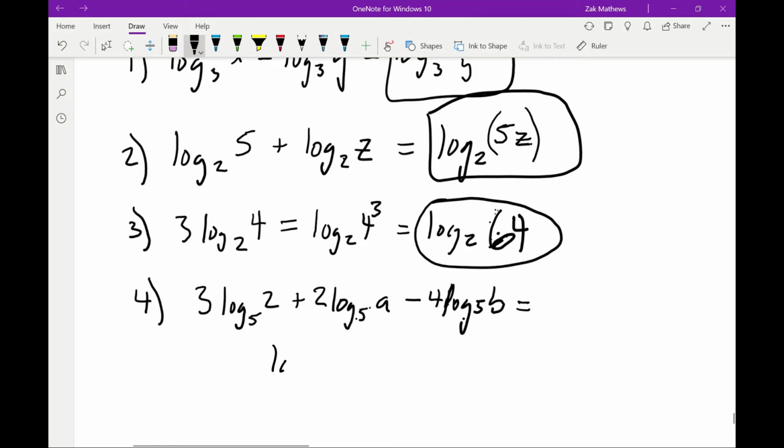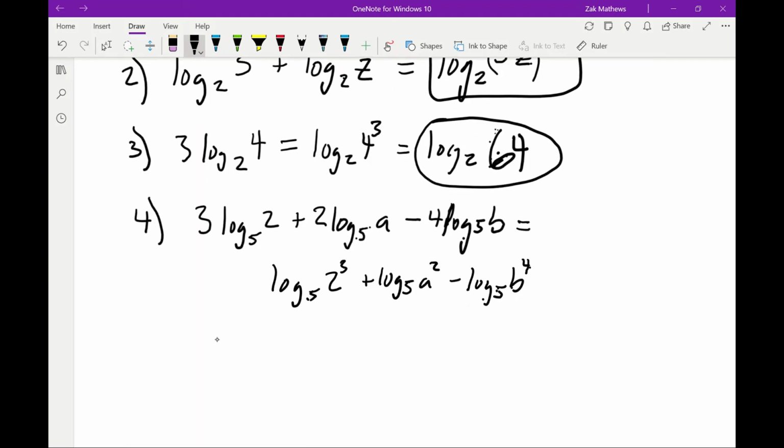So I know that I can write that 3 as an exponent on the 2. I know that I can write the 2 as an exponent on the a, and the 4 as an exponent on the b. Once I've written them like I have here, then I can write them as a single log by taking the 2 cubed, which is 8, multiplying it by the a squared, and dividing by the b to the 4th.